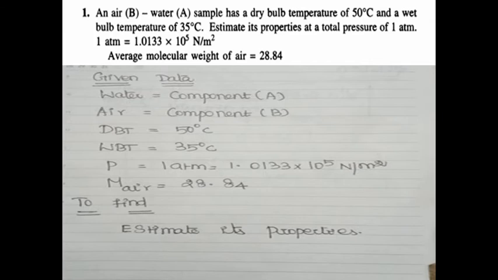Okay. So read the problem carefully. Identify the system. So our problem, air-water is a system. Air is component B. Water is component A. Are you clear or not?